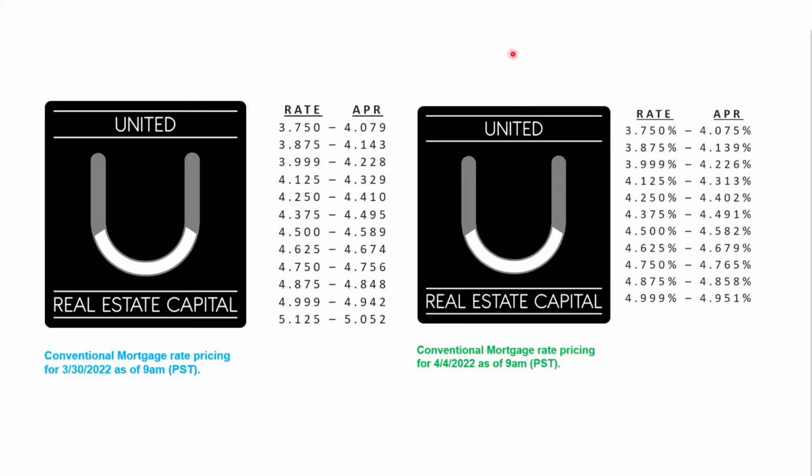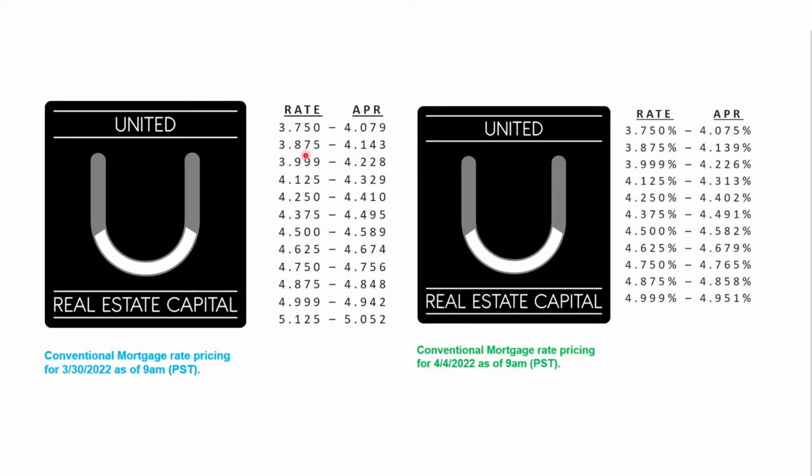And now here's another tool you can use to check out the cost. So look at this one. This is from last Wednesday, 3.750 and an APR of 4.079. Well, we still have that same 3.750 advertised rate today, but check out the difference in the APR. It's subtle, but it's there. This APR, 4.079, compared to the APR here, 4.075. This little downward movement lets you know the fees dropped.